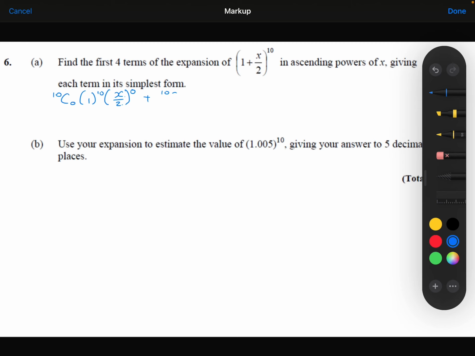My second term, 10c1, 1 to the power 9, (x/2) to the power 1. That's my second term. Third term, 10c2, 1 to the power 8, (x/2) squared. That's my third term. And my fourth term will be 10c3, 1 to the power 7, (x/2) cubed.